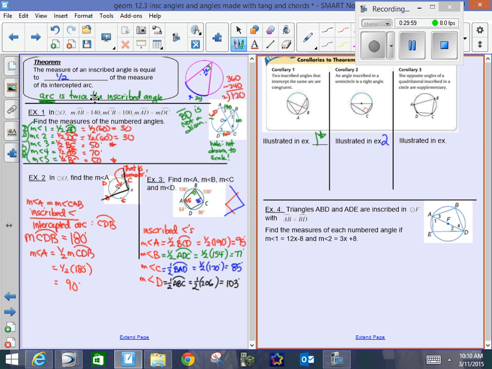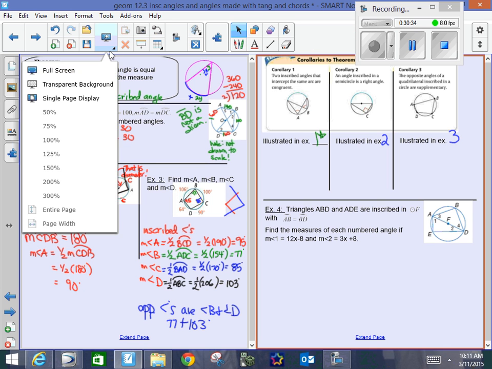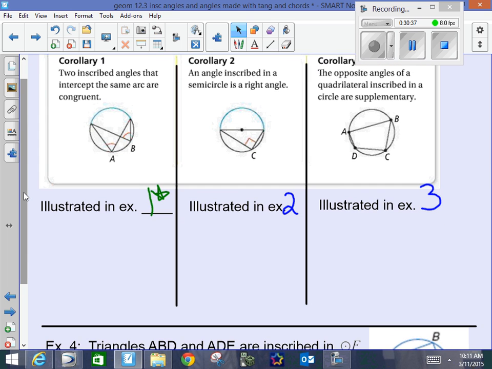Now, here's what I want you to see. It would be very hard to see with those numbers because they're not nice numbers to add. But check out the opposite angles of a quadrilateral. The opposite angles are what? B and D? When you add B and D, what do you get? 77 and 103. What's that? 180. And the same thing's going to happen with the other two. This is example 3. Let me go back to the single page and be more specific here.